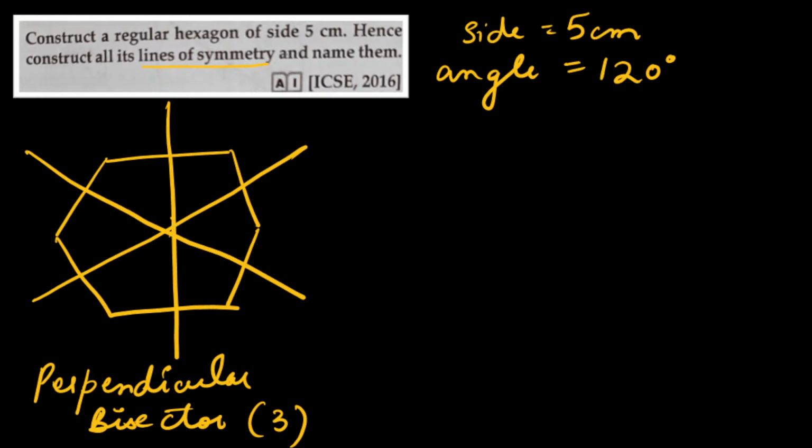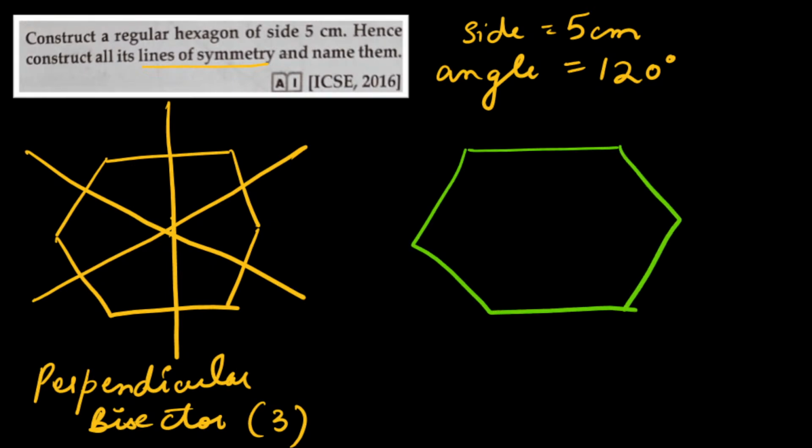These are the lines of symmetry. These are lines of symmetry with perpendicular bisector. Another type of lines of symmetry are with angle bisectors. Here also we need three angle bisectors.